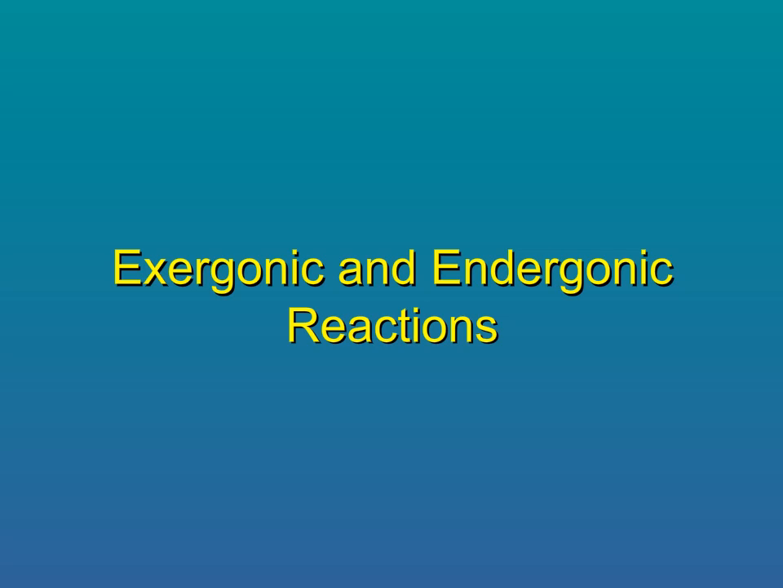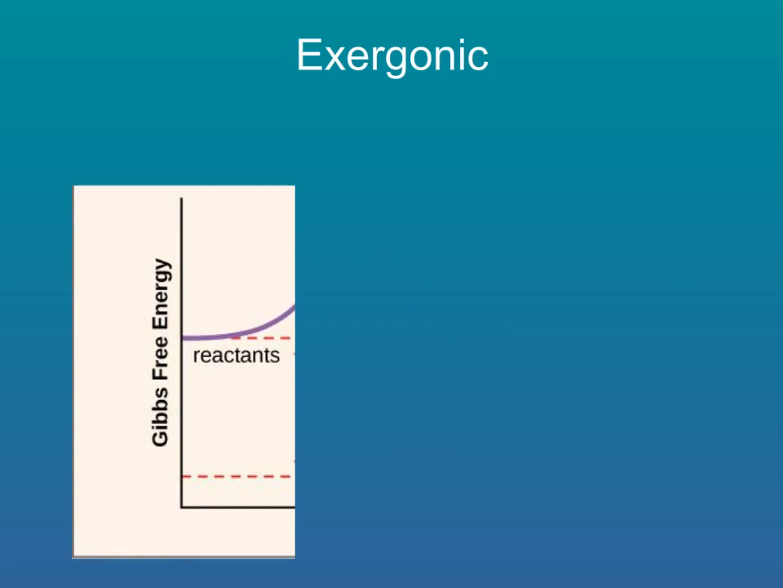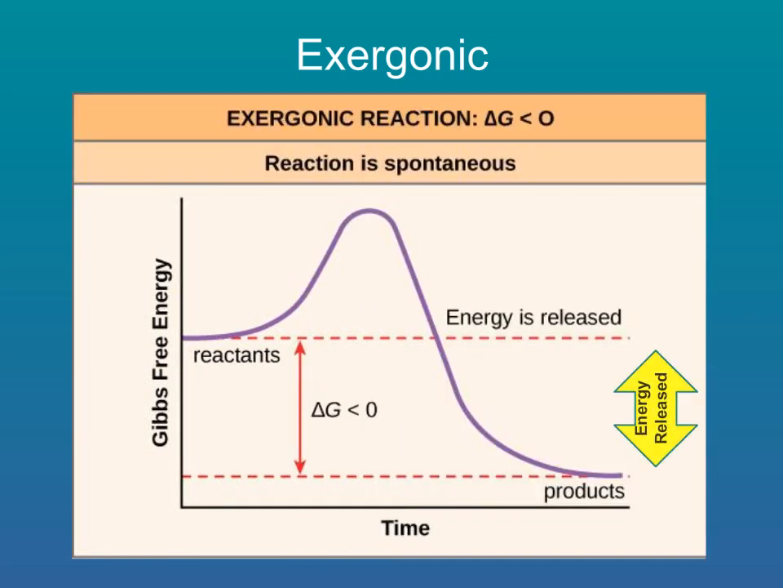There are two main types of chemical reactions, exergonic and endergonic. Exergonic reactions are spontaneous, which means the reactants have enough free energy for the reaction to occur. Free energy is the energy associated with the chemical reaction that can be used to do work. Exergonic reactions release energy, and the products of an exergonic reaction are at a lower energy than the reactants.